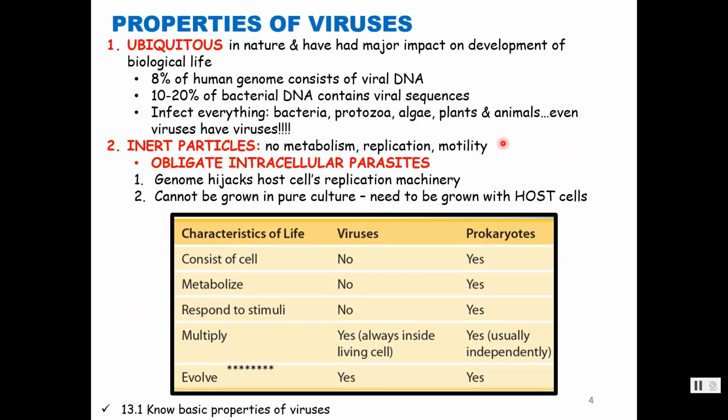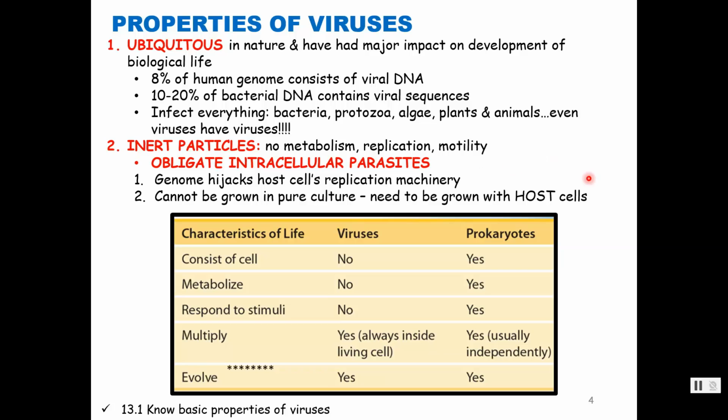They are inert particles, which means they are not capable of metabolism on their own. They have no enzymes to make ATP or break down nutrients, so they are incapable of metabolism, replication, or motility on their own. So they are obligate intracellular parasites. They have to live and reproduce inside a host. How they do that is they basically hijack the host cell's replication machinery. This makes it difficult, so they cannot be grown in pure culture, and we'll talk about three methods that are used in the laboratory to grow viruses.